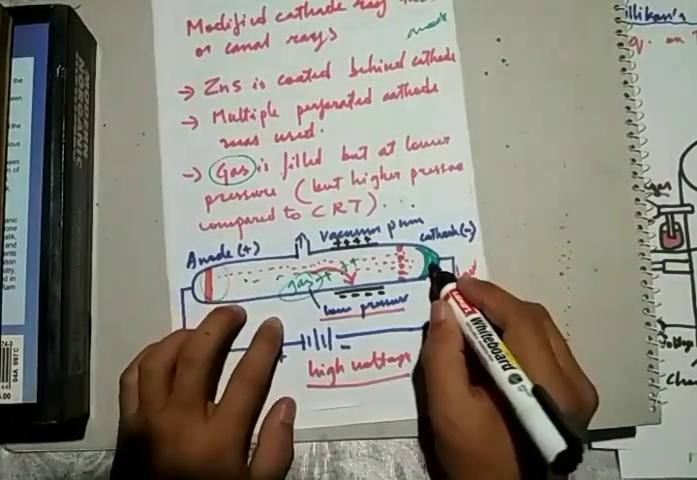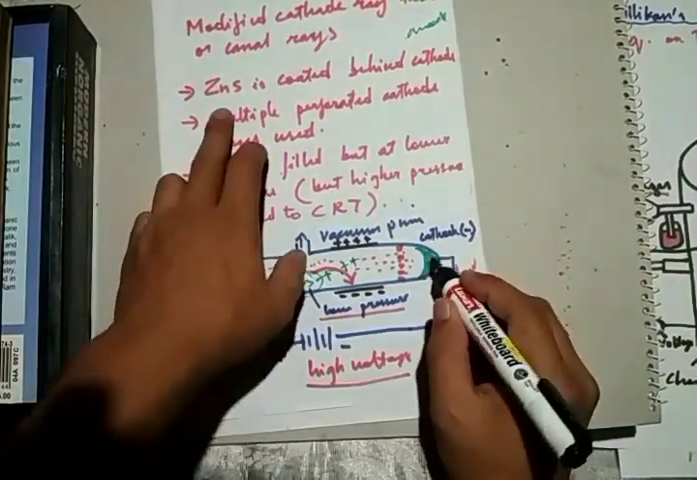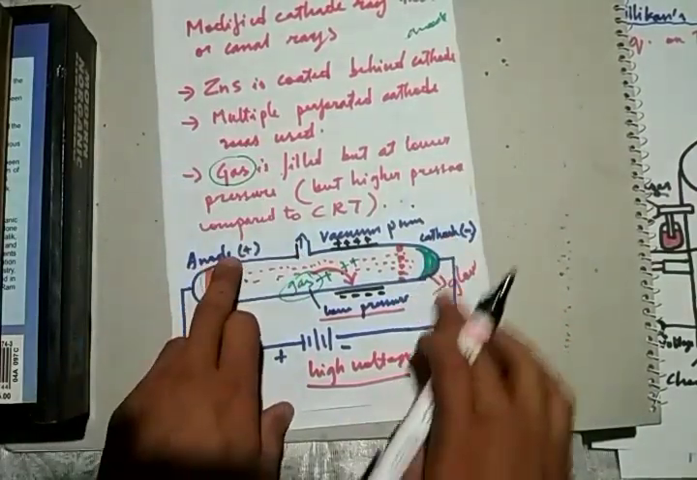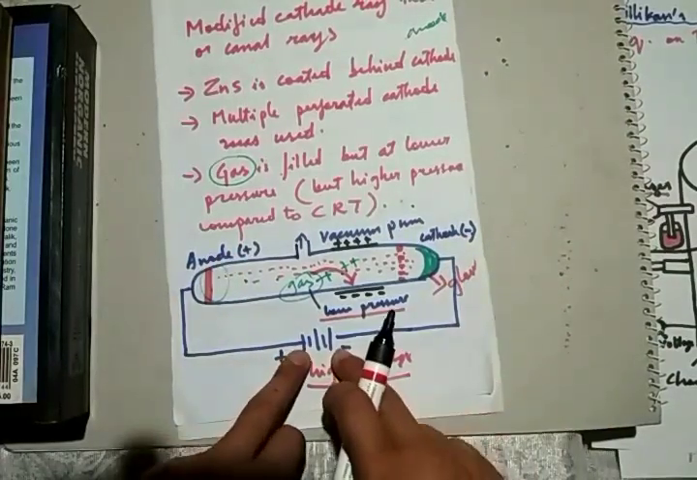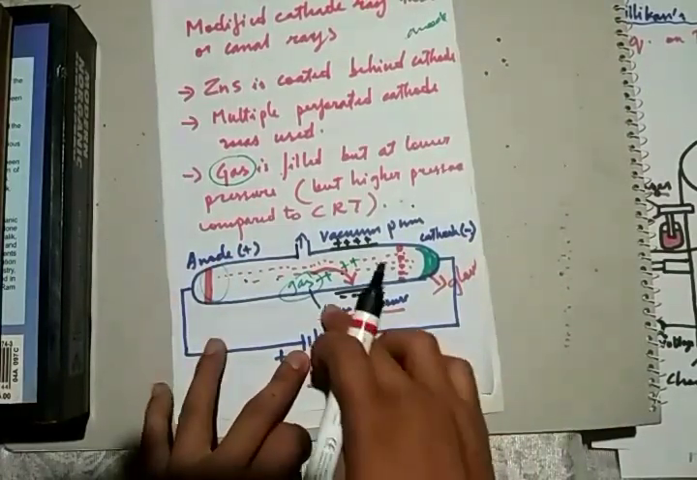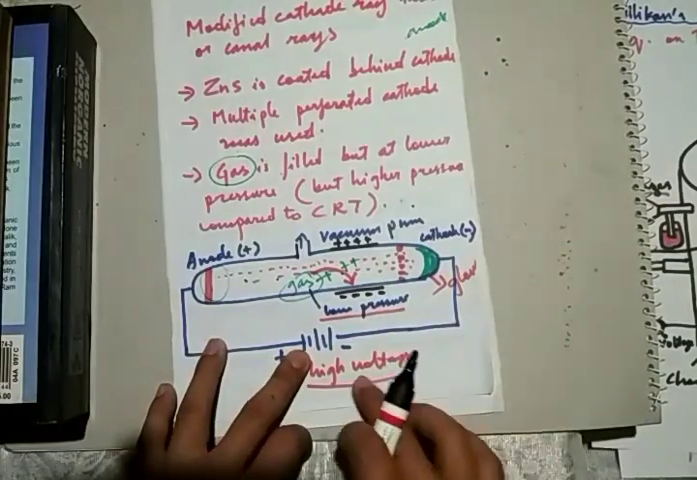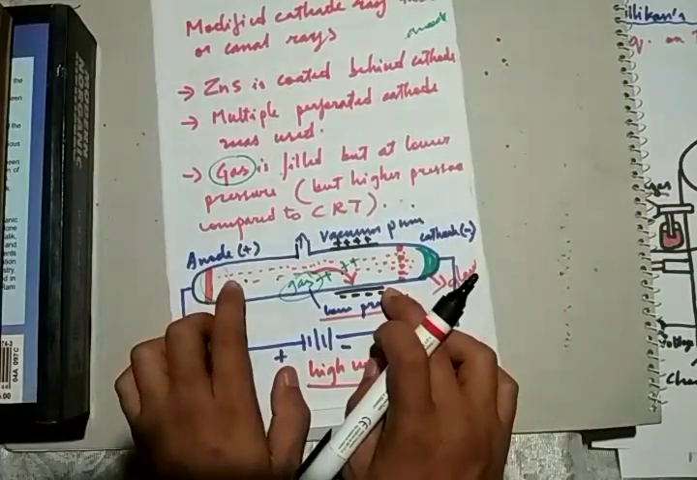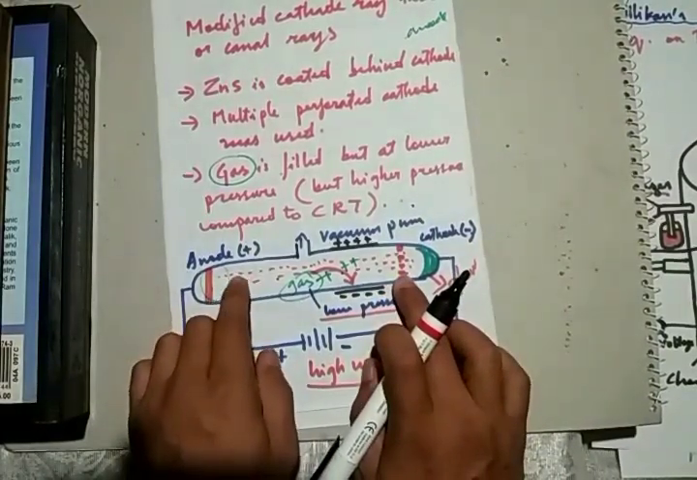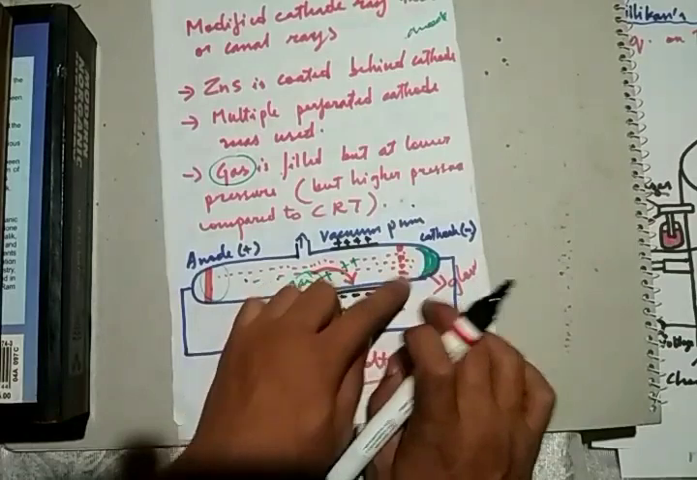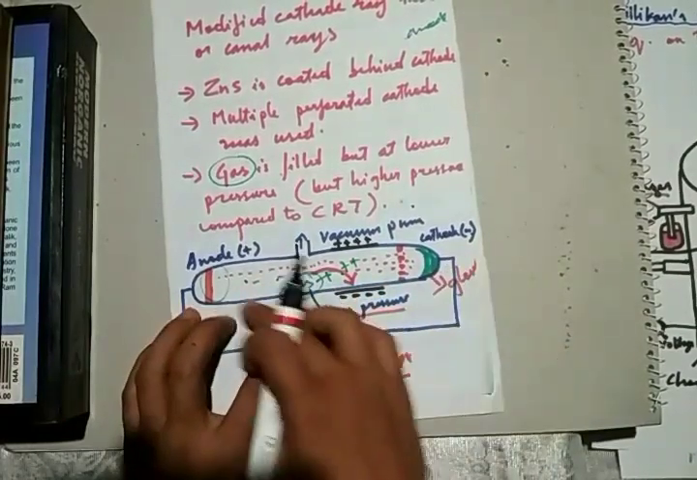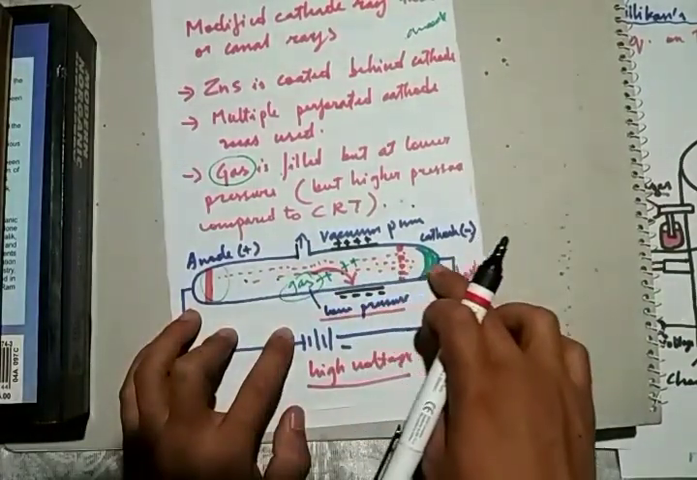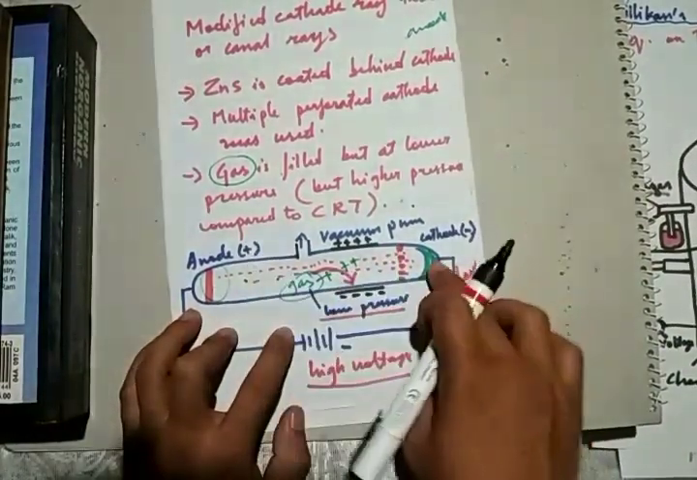As you can see, there is a zinc sulfide coating behind the cathode. There is an anode and cathode connected to a current source. So this experiment is carried out at low pressure and high voltage. What he observed was a glow at the cathode side because of the positive particles passing through the cathode from anode to cathode.